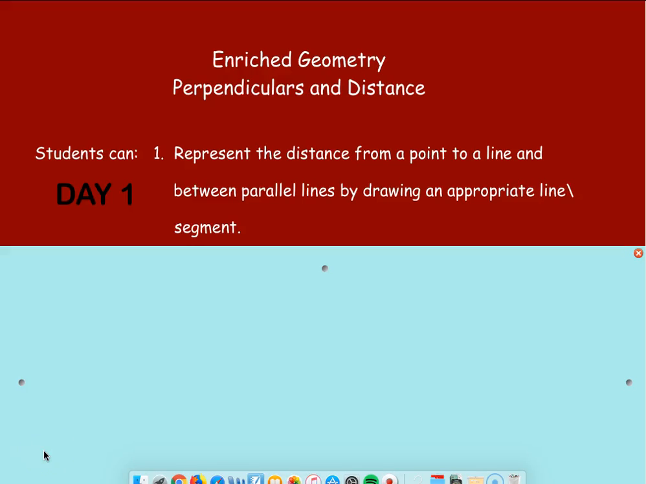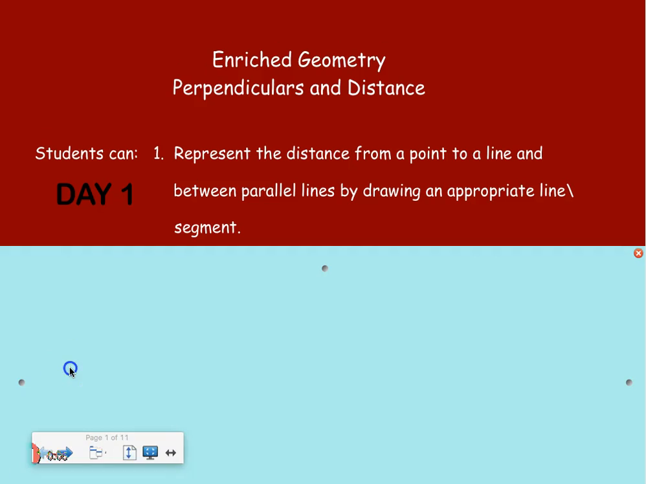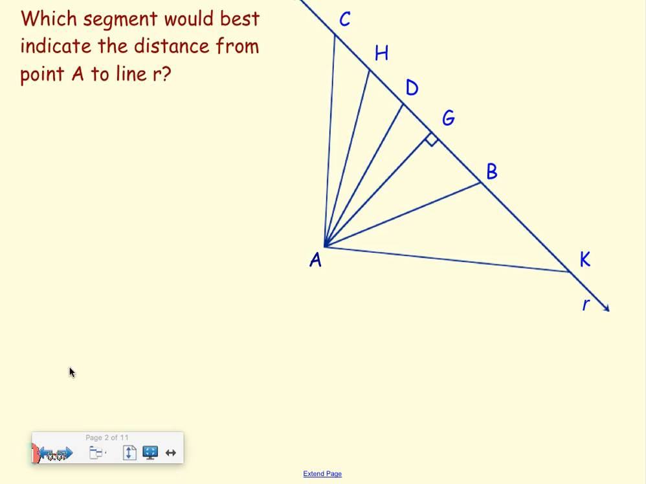Okay, this is not in your notes, but look up here and tell me which line would best represent the distance from line R to point A. So you're deciding, here's my point A, which one of these segments would best represent the distance from here to my line R? Got some options, right? What do we think?